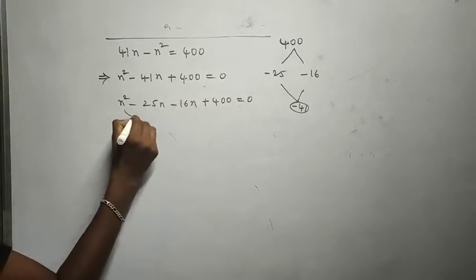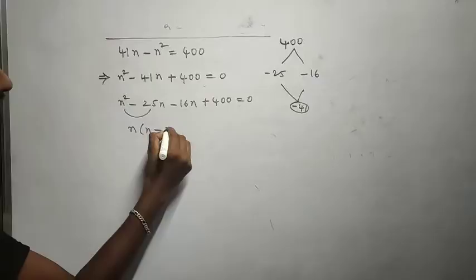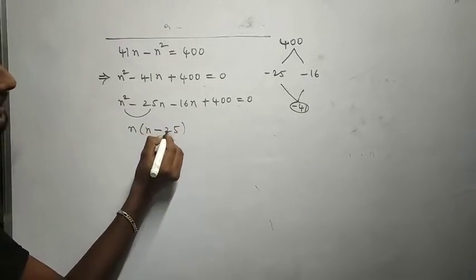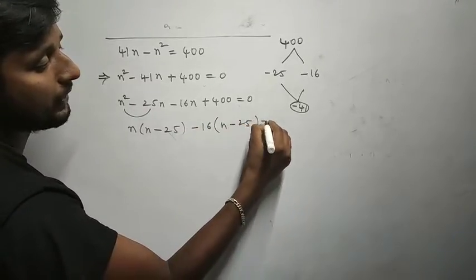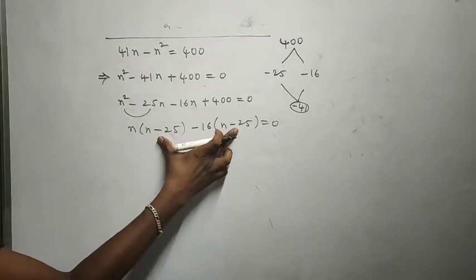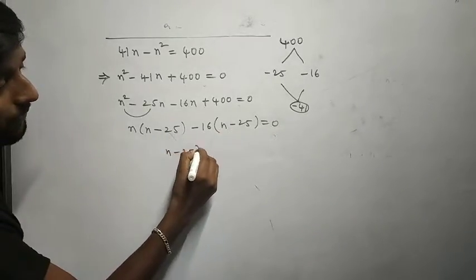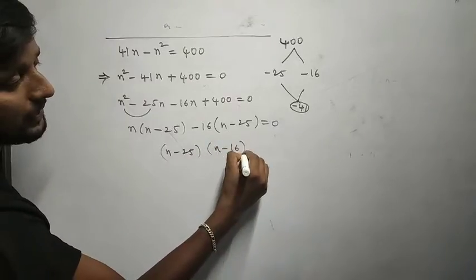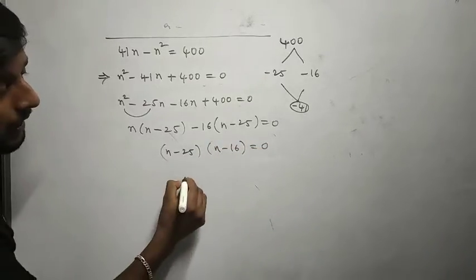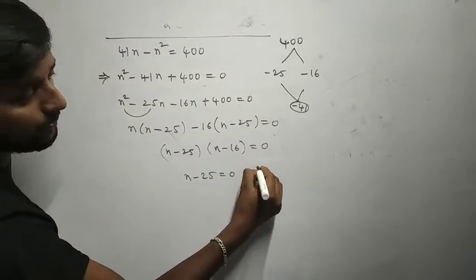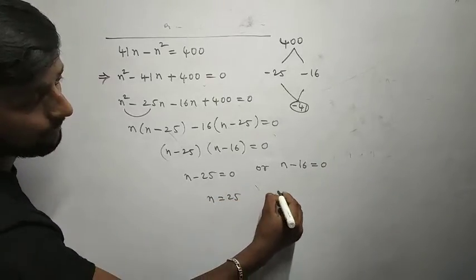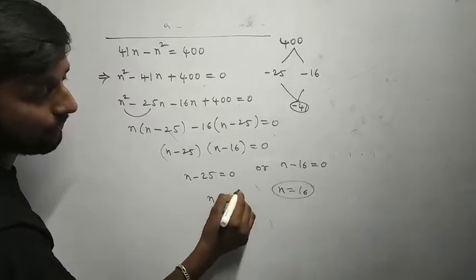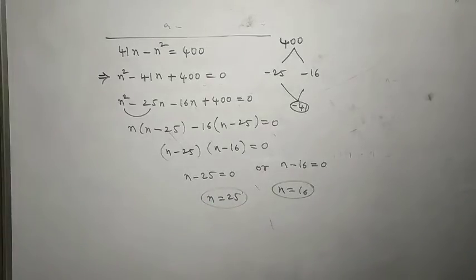If you take n common in the first two terms, n into n minus 25, and then minus 16 I can take common from the next two terms, we get minus 16 into n minus 25 is equal to 0. Both terms have n minus 25. If you take n minus 25 common, we can write n minus 16 is equal to 0. Now either n minus 25 is equal to 0 or n minus 16 is equal to 0, so the n value is 25 or the n value is 16. So we have only two conditions here.